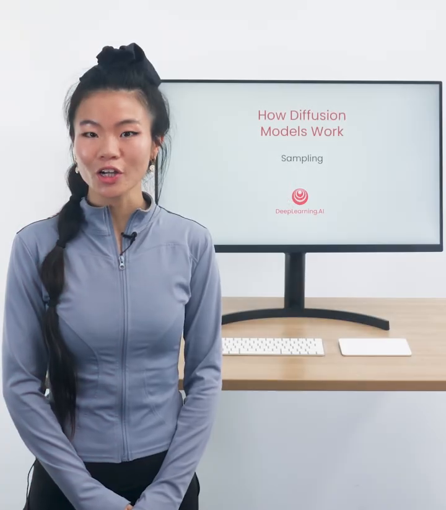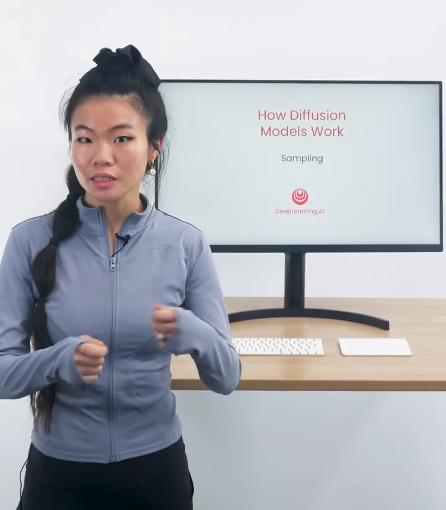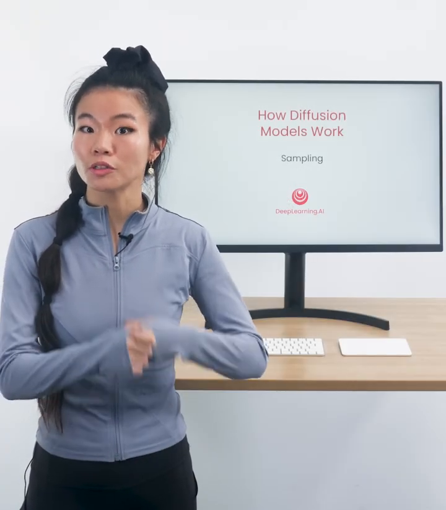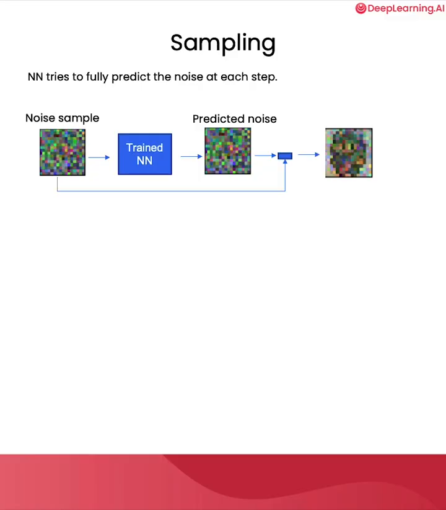In this video, we'll talk about sampling. We'll get into the details of it and how it works across multiple different iterations. So before we talk about how to train this neural network, let's talk about sampling, or what we do with the neural network after it's trained at inference time.